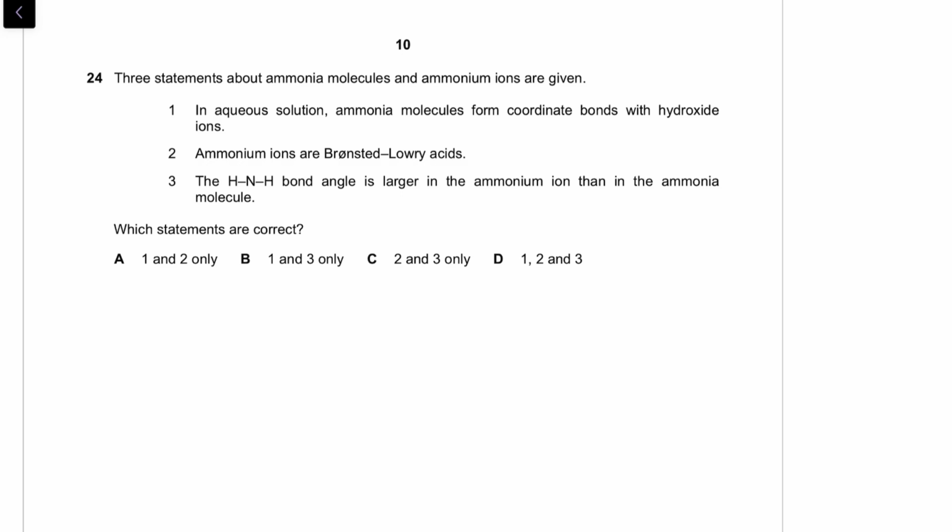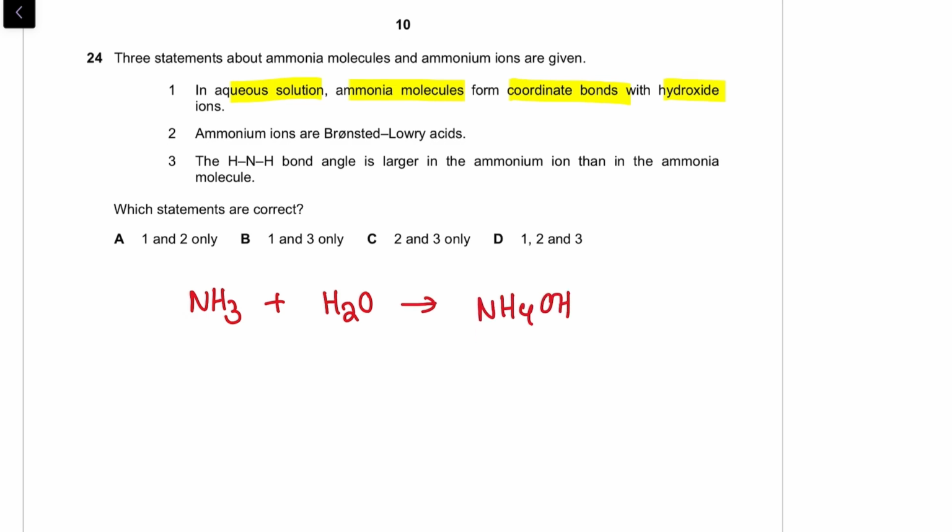Question 24. 3 statements about ammonia molecules and ammonium ions are given. Which statements are correct? So let's take a look at each statement. In aqueous solution, ammonia molecules form coordinate bonds with hydroxide ions. So what happens when ammonia is in aqueous solution? We actually get NH4OH. Now, this is not a coordinate bond.